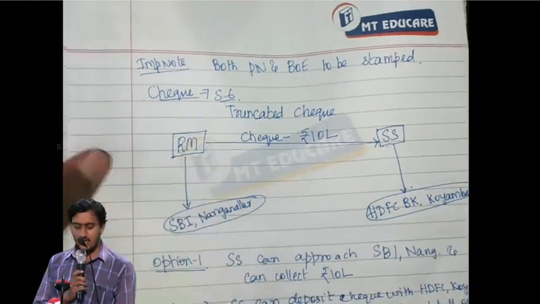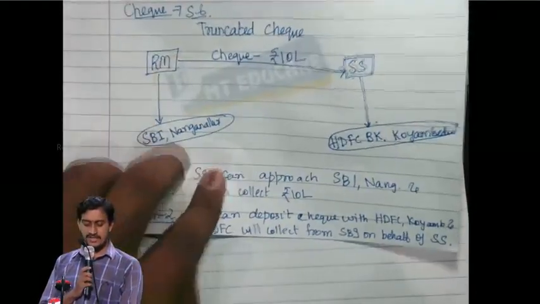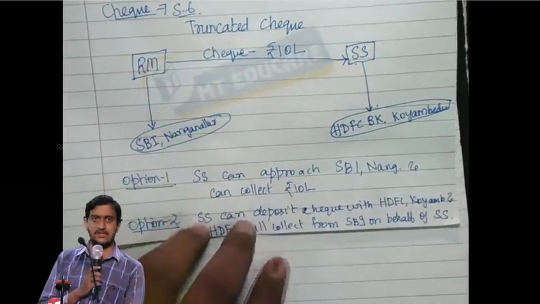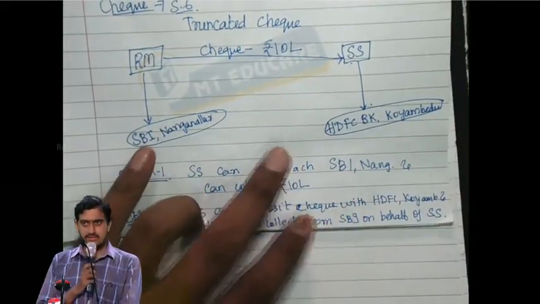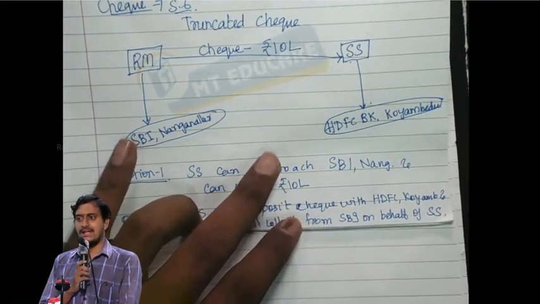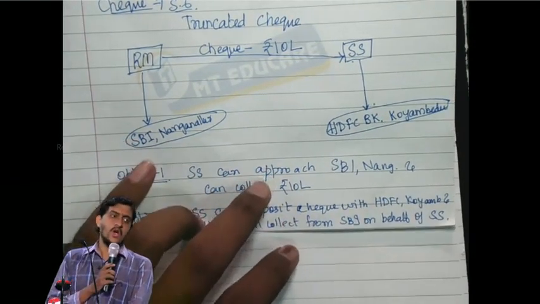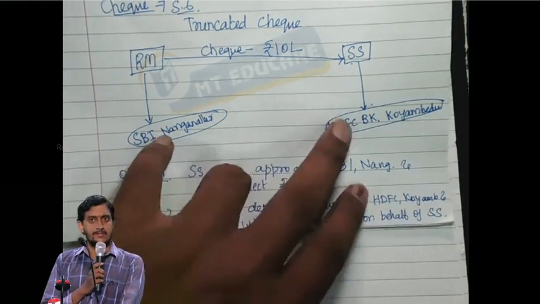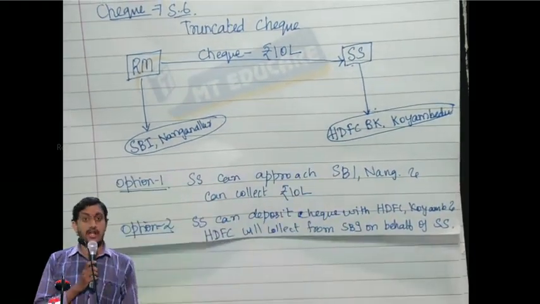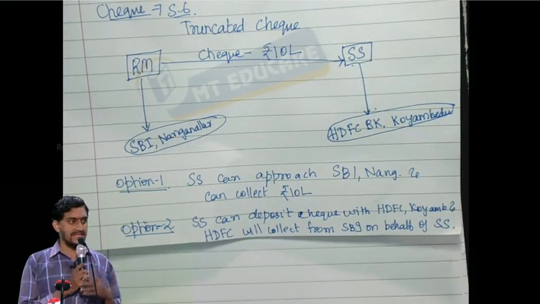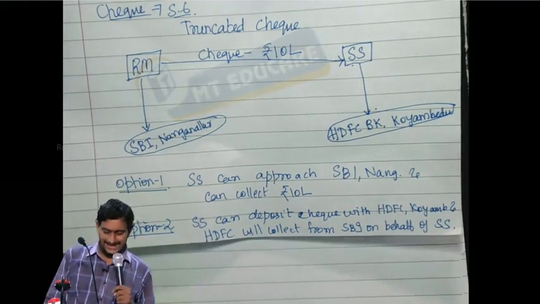Come on friends, here I told you SS has two options. If I give a check to SS, what are the two options he has? He can either come to my bank, my branch, and collect cash, or he can deposit it with his bank and then collect it. Yes or no?